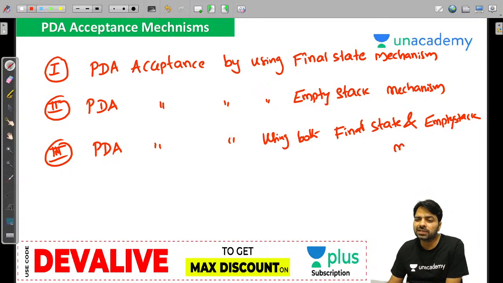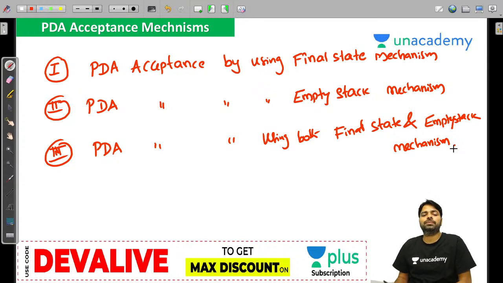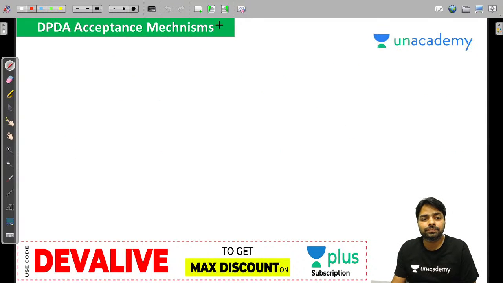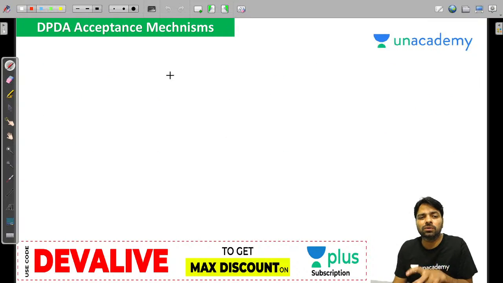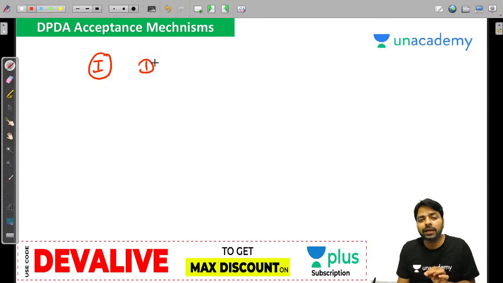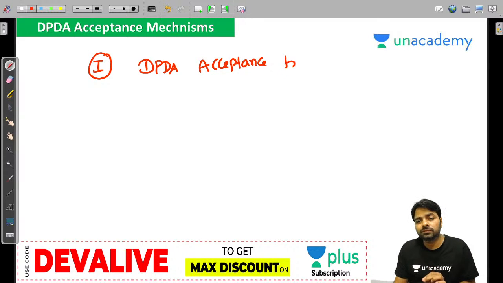But what is the difference between all the 3 mechanisms? Okay, that you require to understand one by one. Before explaining, let me tell you, in DPDA we have only 2 mechanisms. DPDA acceptance by final state, by using final state.